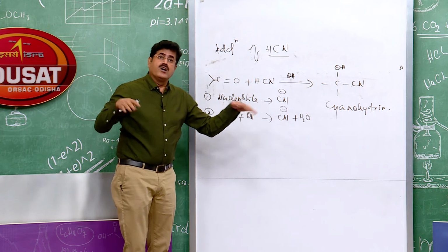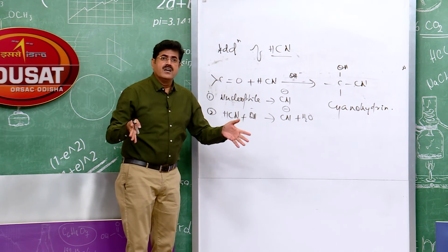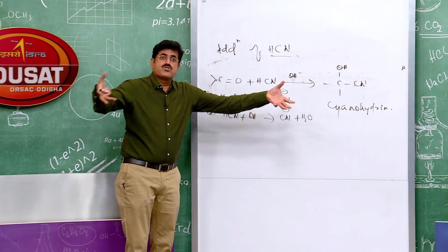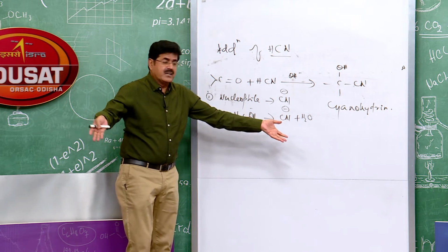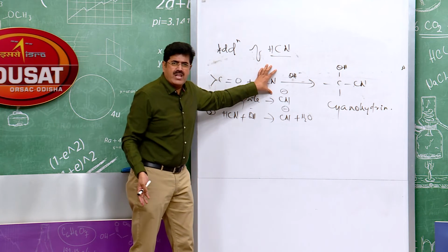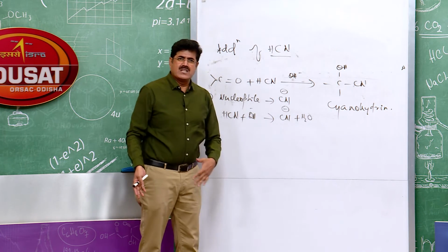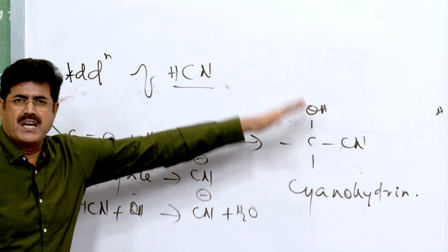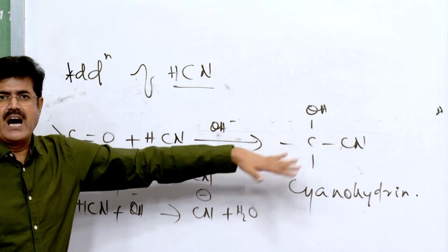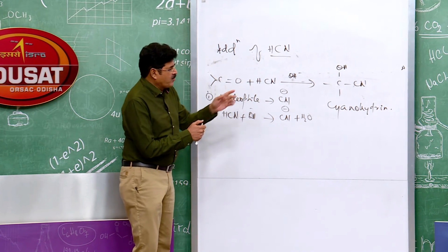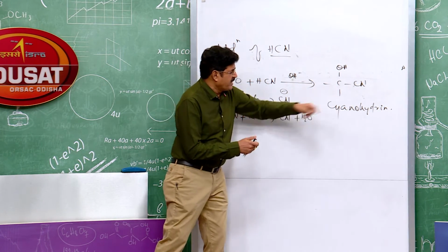We can't take all the ketones here. Unhindered, where hindrance is not there. I mean the alkyl groups attached to the ketone should be less bulky. Aldehydes and unhindered ketones, when treated with hydrogen cyanide in weakly basic medium, in presence of base, give cyanohydrin as the product. These are called cyanohydrins, the common name.